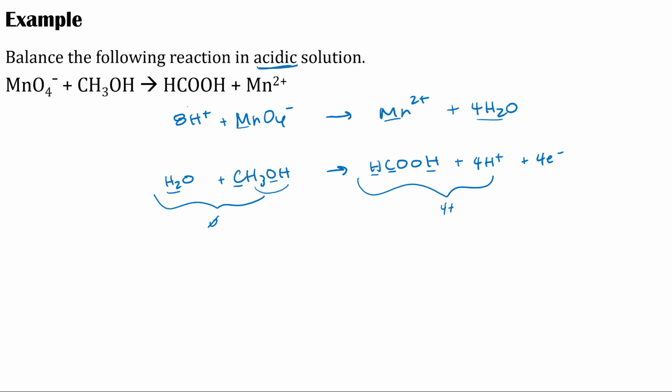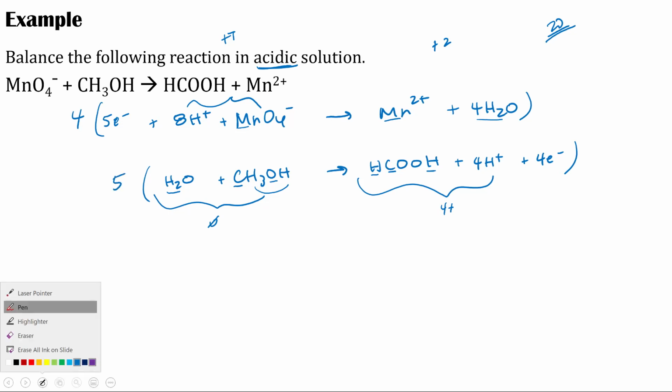And then up here on the top, we have 7 positives and +2. So that means that I'm going to have to add 5 electrons to this side because I have to bring the big side down to the lower side. So I have 5 electrons and 4 electrons. So the common factor between those two is 20. So I'm going to multiply this top reaction by 4 and the bottom reaction by 5.